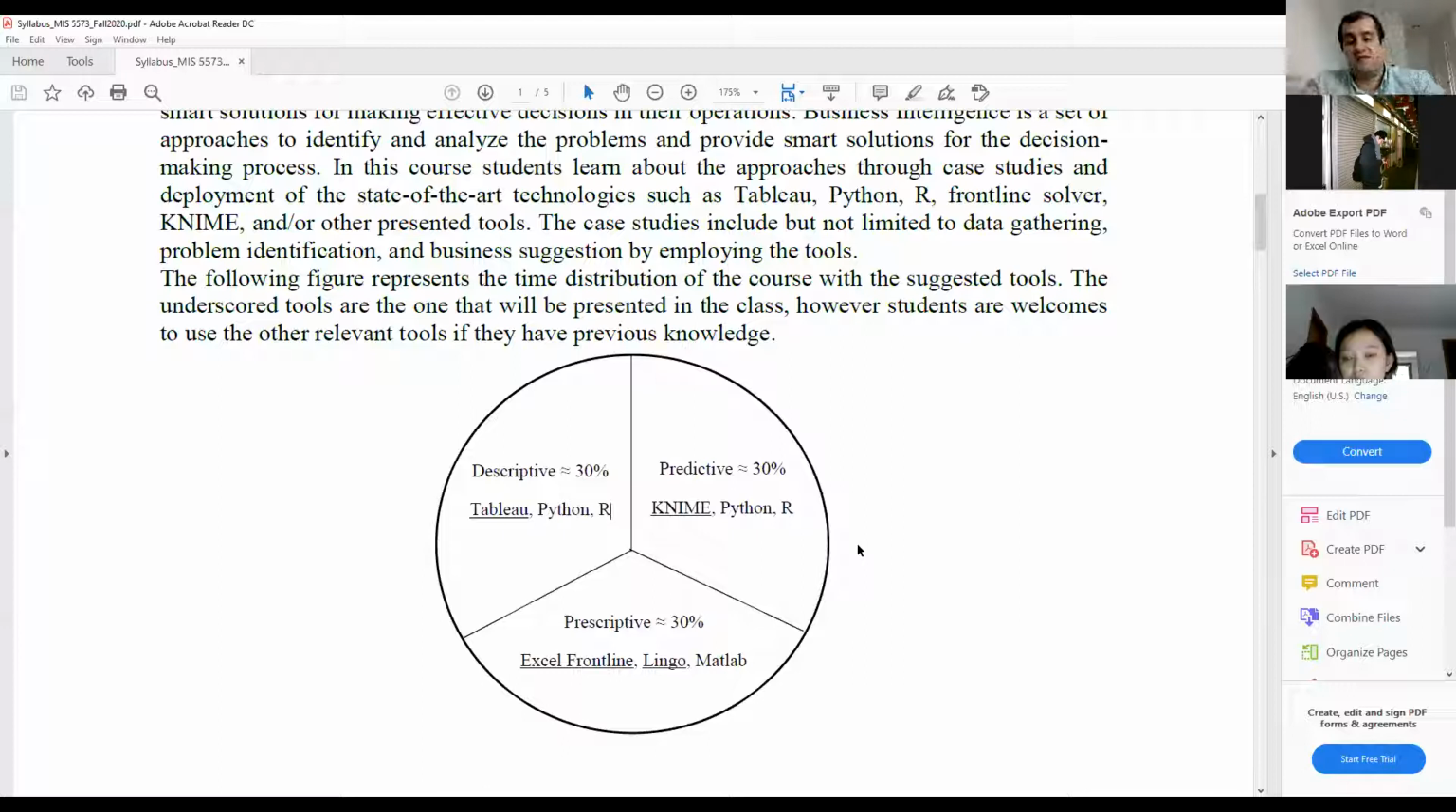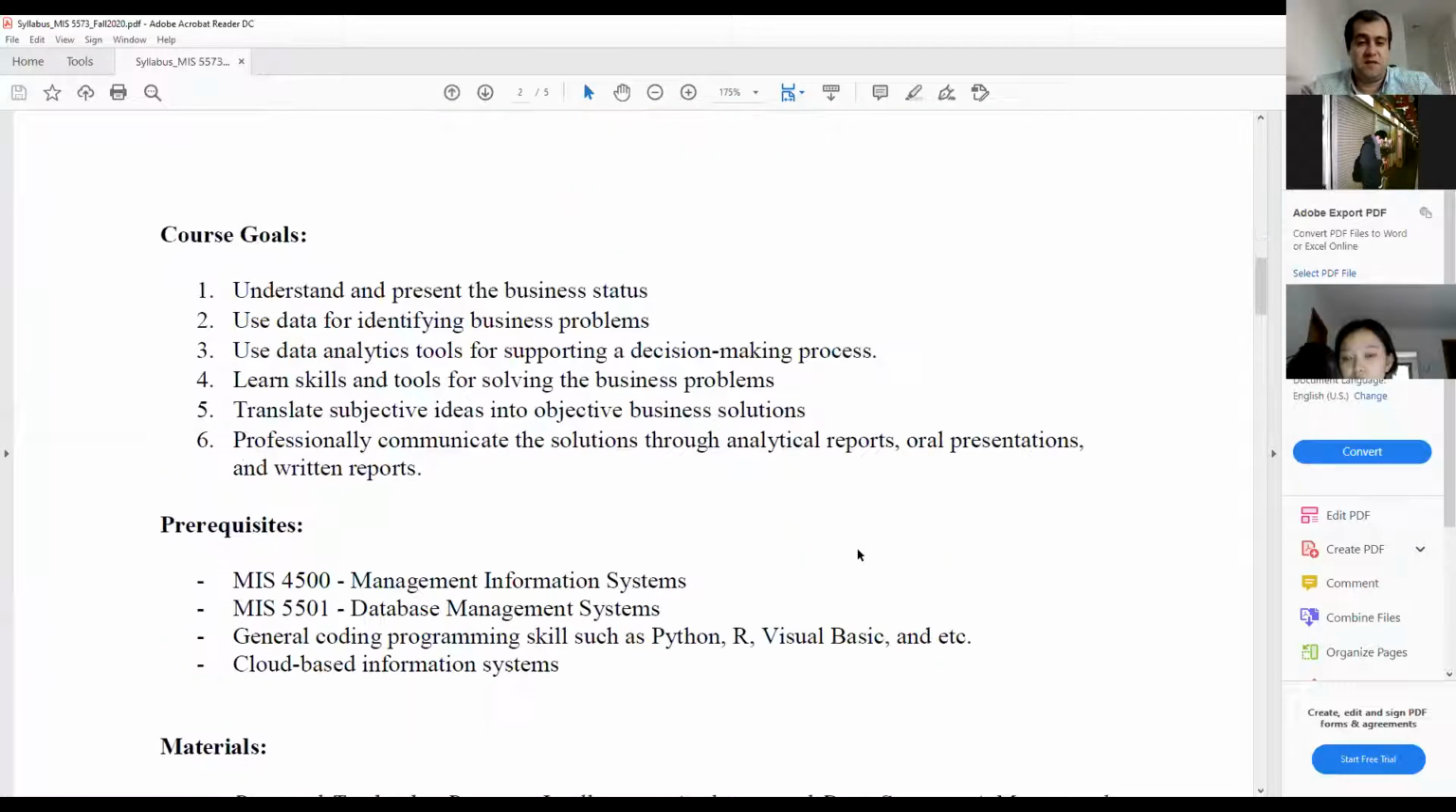Basically, you prescribe a specific solution for getting some outcomes. The course goals, let me just read. Understand and present the business status, use data for identifying business problems, use data analytics tools for supporting a decision-making process, learning skills and tools for solving business problems, and translate subjective ideas to objective business solutions.